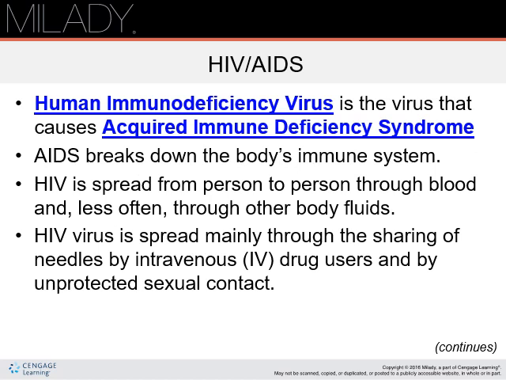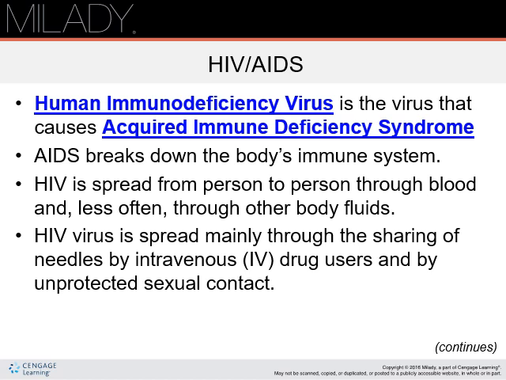HIV/AIDS. HIV is the human immunodeficiency virus and is the virus that causes acquired immune deficiency syndrome. AIDS breaks down the body's immune system. HIV is spread from person to person through blood and less often through other bodily fluids.